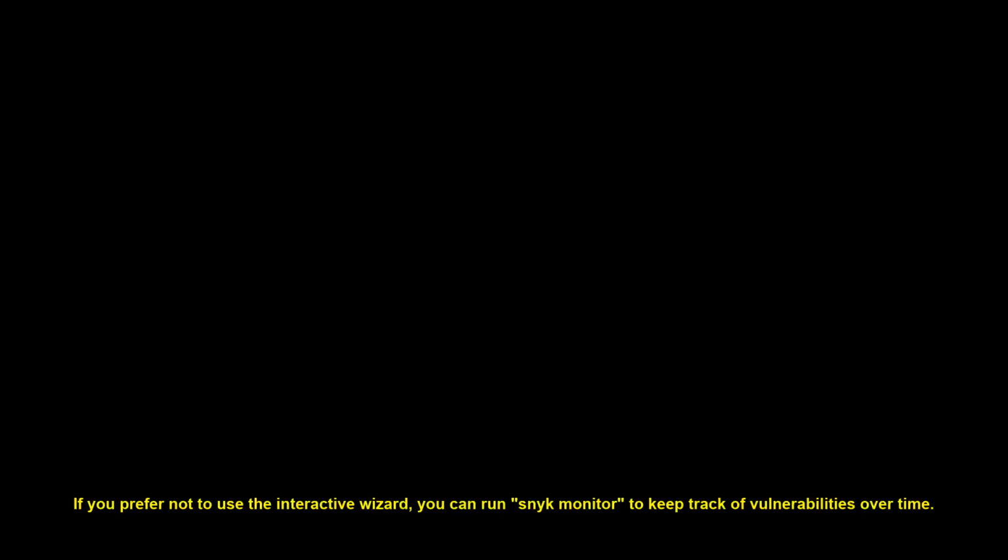To fix issues automatically, you can run snyk wizard. This interactive command will guide you through the process of patching vulnerabilities. If you prefer not to use the interactive wizard, you can run snyk monitor to keep track of vulnerabilities over time. Review the generated report carefully to assess the security posture of your application.